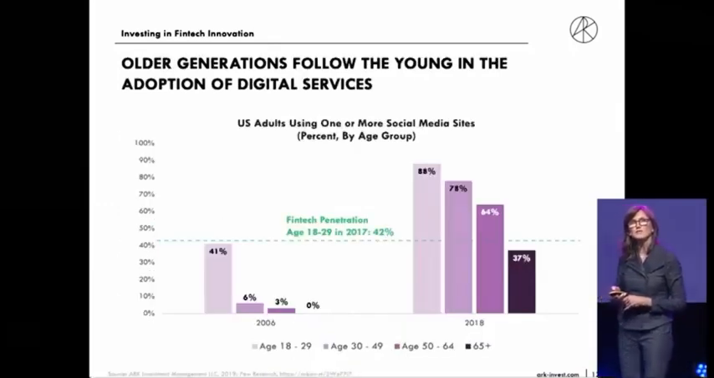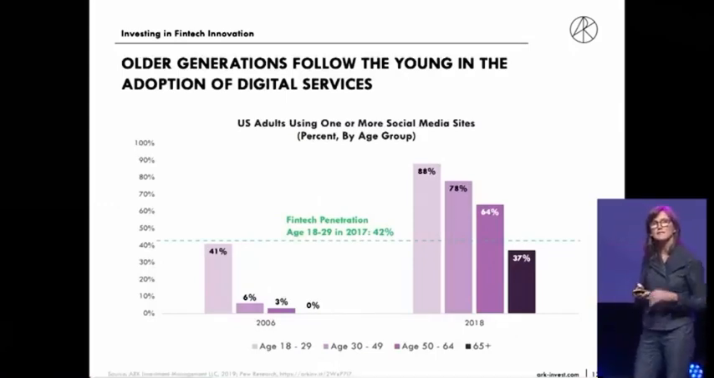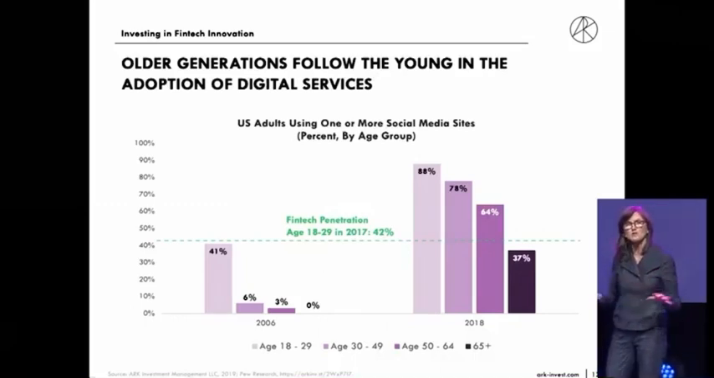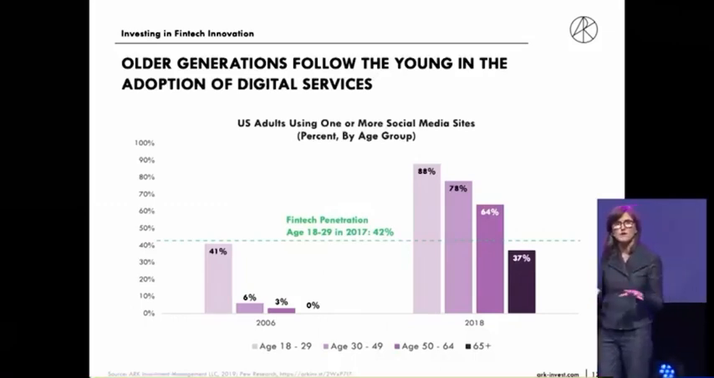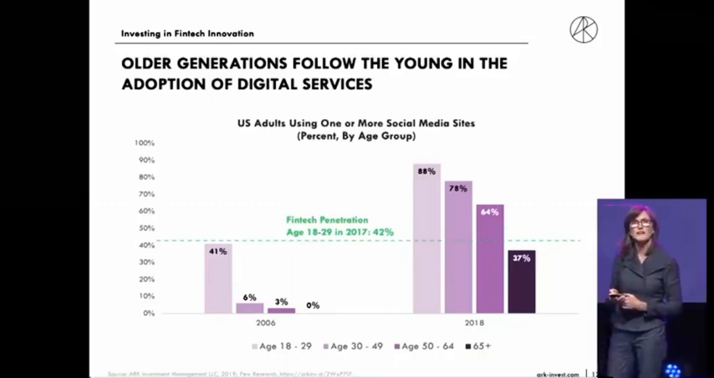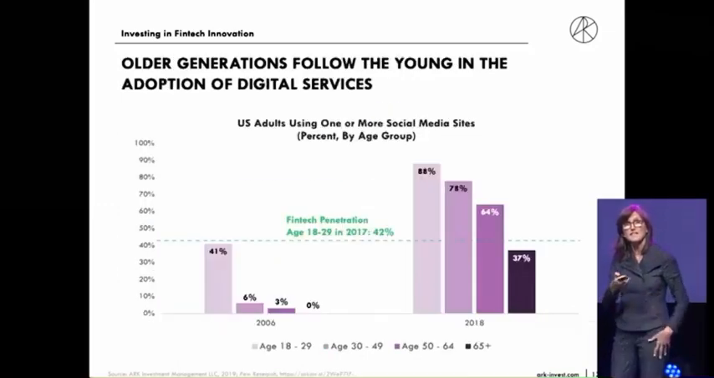And we go back to social media, the adoption of social media. Back in 2006, millennials were moving on to social media. About 40% of them were involved. And you can see here again, much lower in the older age groups. Actually, if you go back, you can see that the older age groups are adopting fintech a little faster relative to millennials than they did social media.